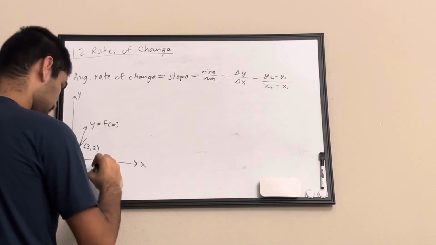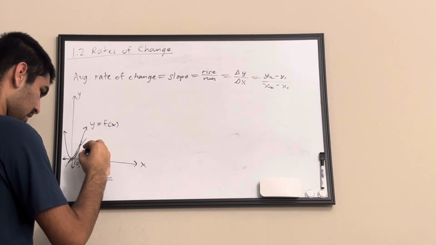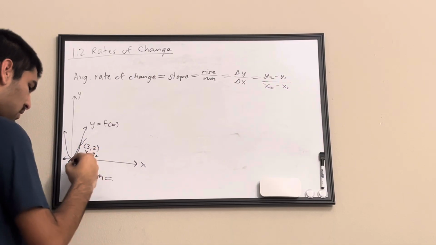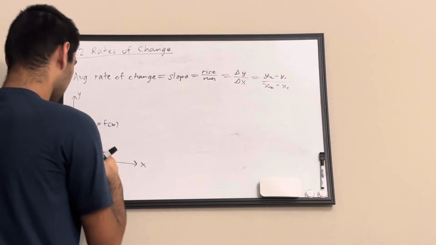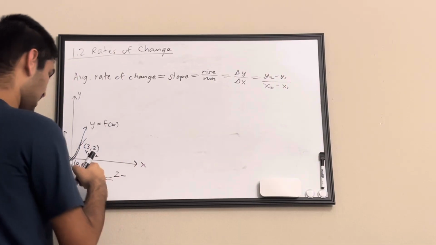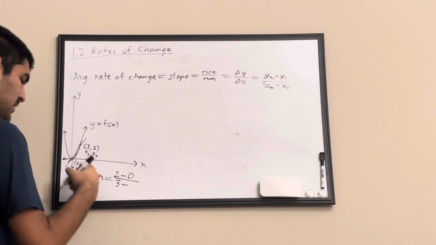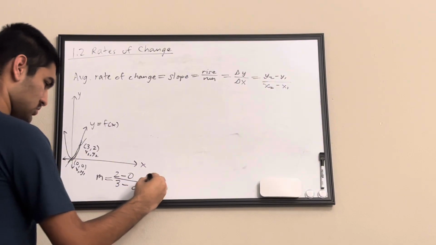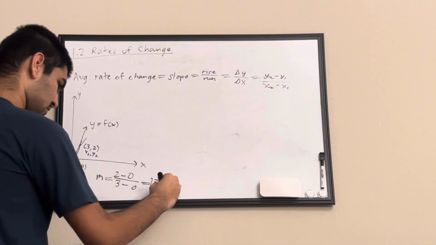So it would be m is equal to, so this is your x2, y2, and this is your x1, y1. So in the formula, you can just plug in the numbers now. So you have y2, which is 2, minus y1, which is 0, over x2, which is 3, minus x1, which is 0. So you get 2/3 is the average rate of change.